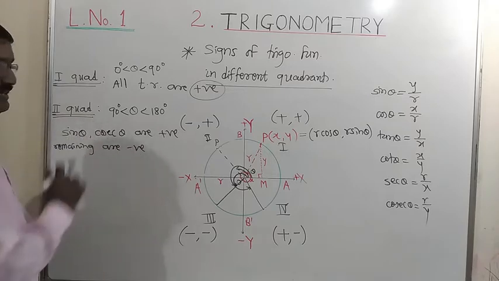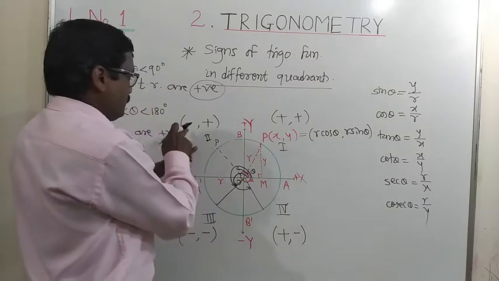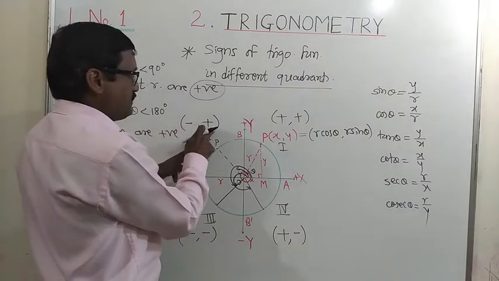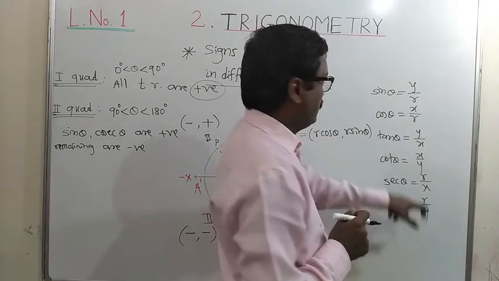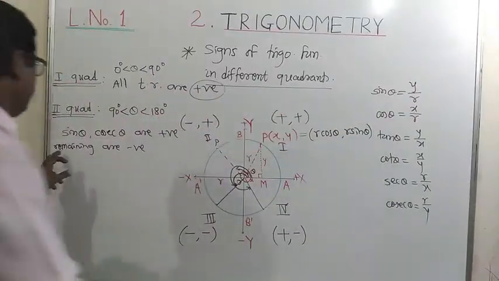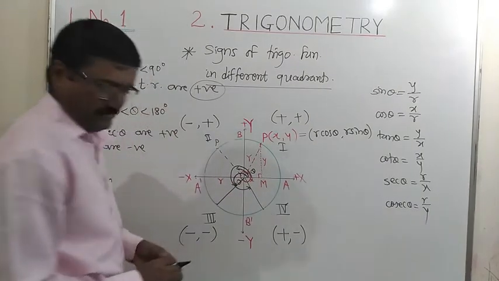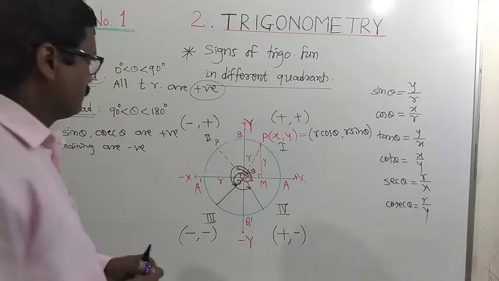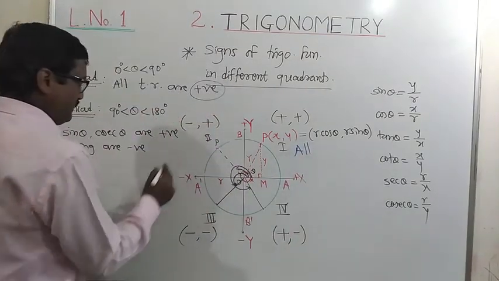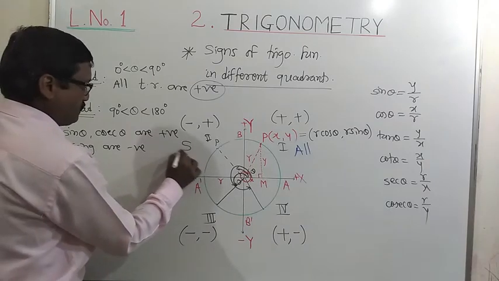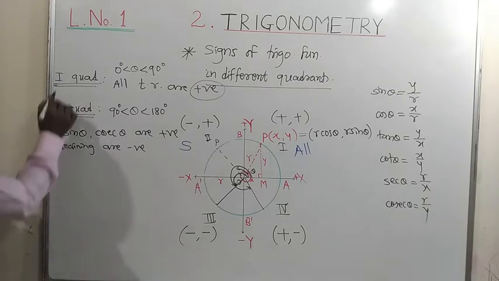Why are sine and cosec positive? Because in the second quadrant, x is negative, y is positive, and sine is y upon r, cosec is r upon y. So sine is positive in the second quadrant. So remember here, in the first quadrant, all are positive. In the second quadrant, sine is positive. Okay. Let us think about the third quadrant.